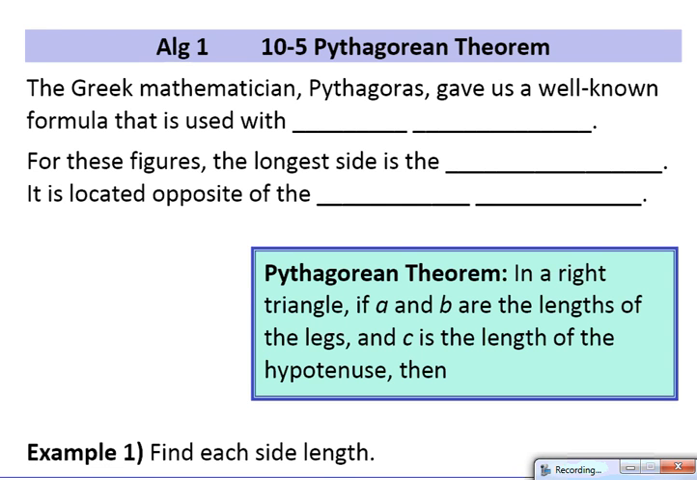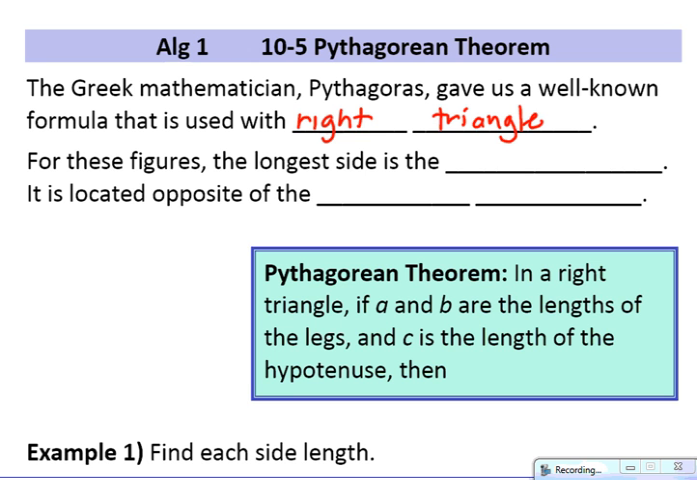In this lesson, we're going to be learning the Pythagorean theorem. It's a theorem that's used often during geometry, and from here on out, you'll see it a whole lot. It's used to find the lengths of the sides of a special kind of triangle called a right triangle.